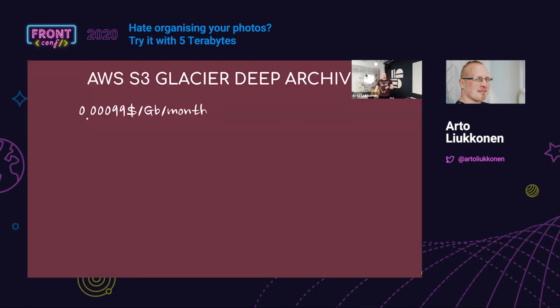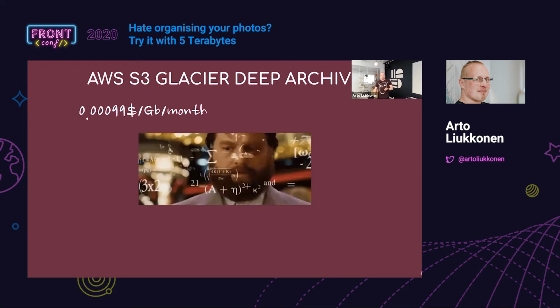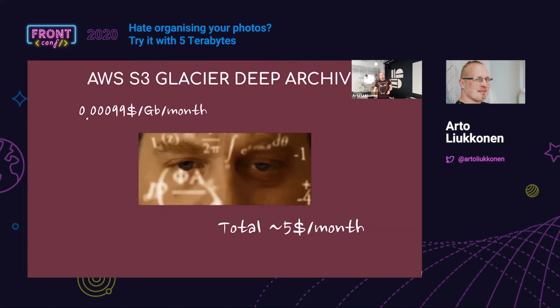The first thing that I solved was the storage for these raw images. And luckily on S3, there's Glacier Deep Archive, which is a lot cheaper than regular storage. That's like $0.00099 per gig per month. So for 5 terabytes, it's around $5.